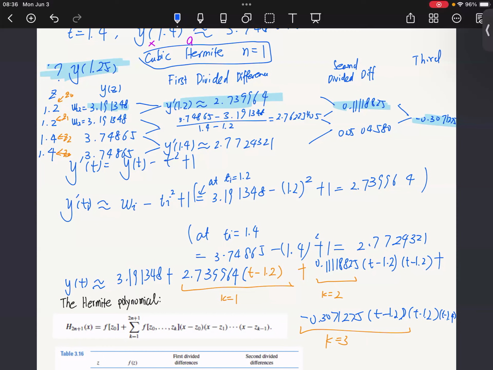Once you have the polynomial at hand, you can get approximations for any t in between 1.2 and 1.4. So this is specific to the two points. This is the interpolation between the 1.2 and 1.4 values, but this is not for 1.4 to 1.6. This is only for the 1.2 to 1.4 interval. Any question here?